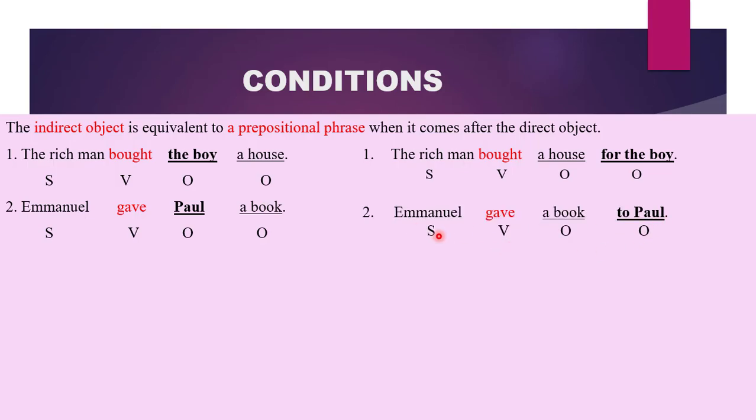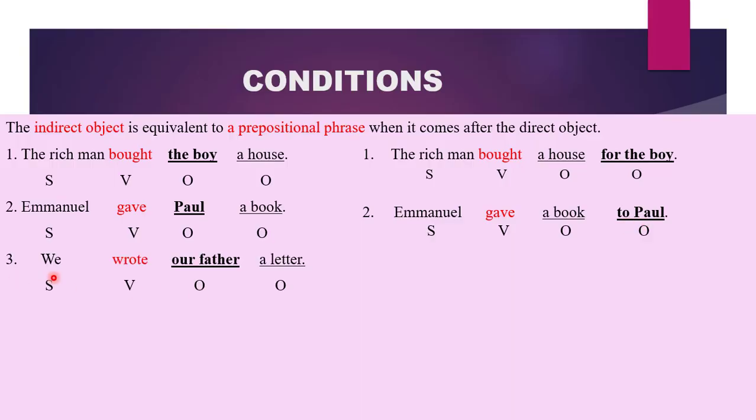Therefore, Emmanuel becomes our subject, gave becomes our verb. What was given? A book, our object, and who received the book or who enjoyed? To Paul, our indirect object. Here, the indirect object is our prepositional phrase.